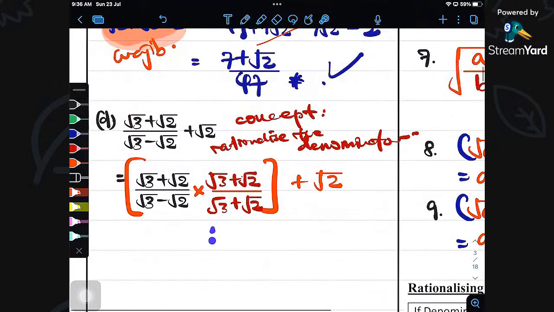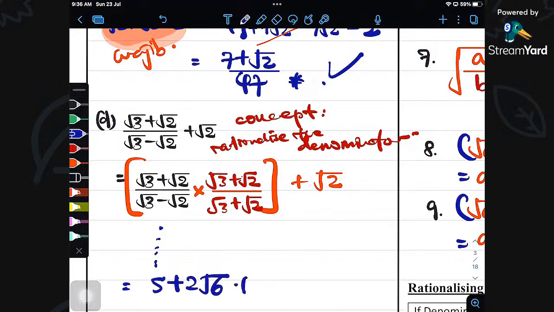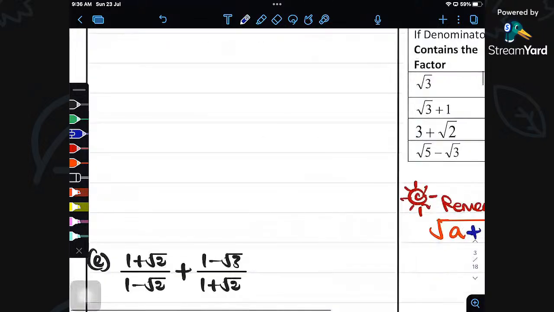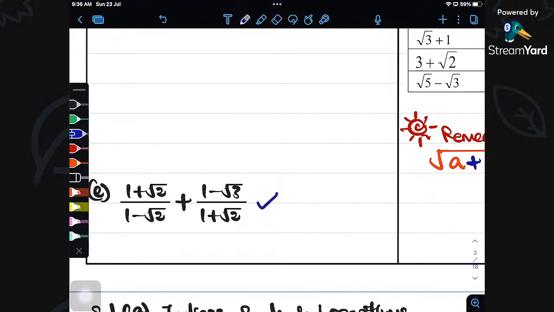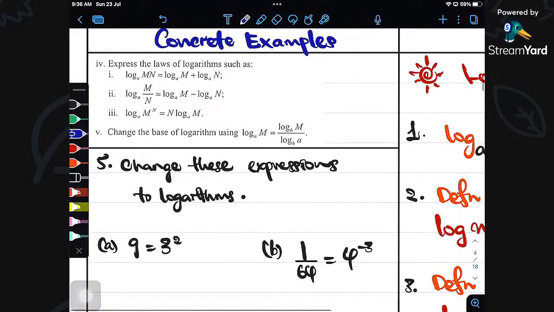You try to solve this yourself and you will get an answer of 5 plus 2 square root of 6 plus square root of 2. DIY, okay? Try it, see whether you got the answer. And also try this one. Compare your answer with your friends. I have to move forward to the logarithm part. If not, I don't have much time.